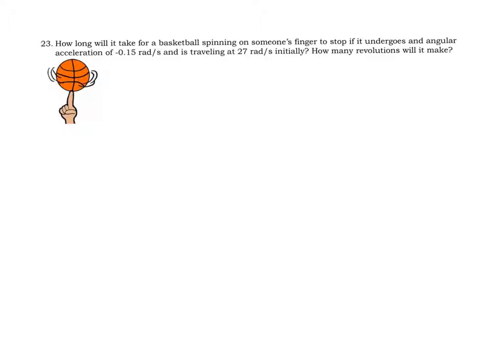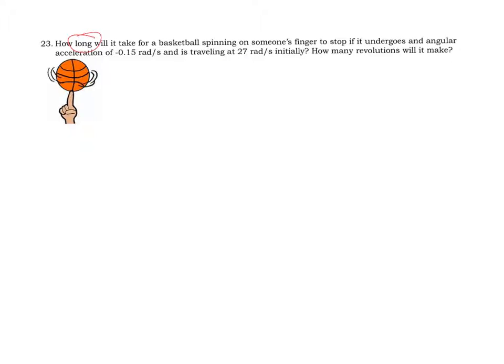Alright, last one. What do they want to know? How long? That's time. How long will it take for a basketball spinning on someone's finger to stop? Angular acceleration is negative, so it's slowing down, 0.15. And initial velocity is 27 radians per second.